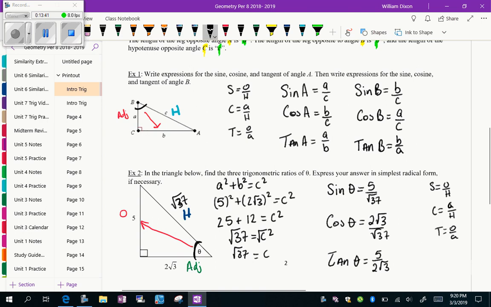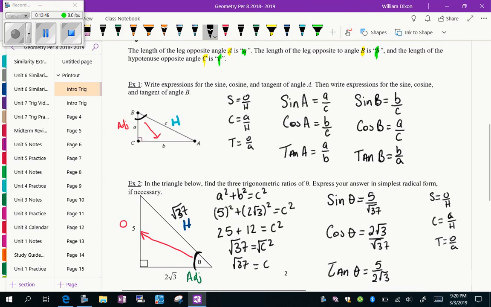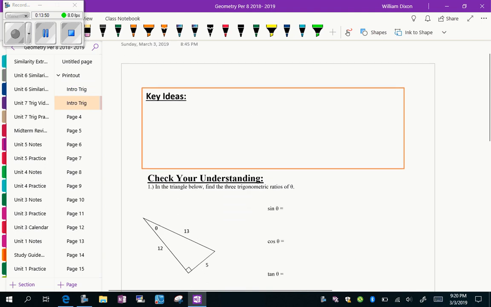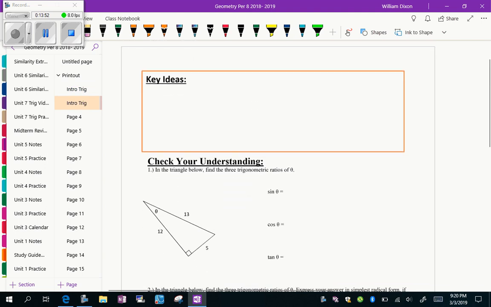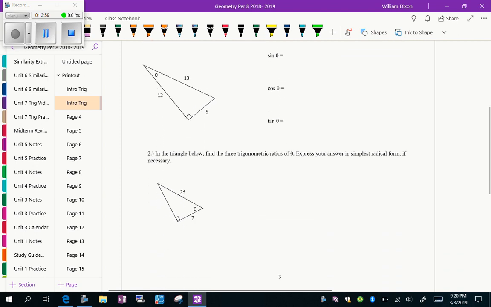All right, good. So that's our introduction to our trig ratios. What I want you to do right now is write down key ideas, which we will go over tomorrow, and use your notes to do the problems 1 and 2.